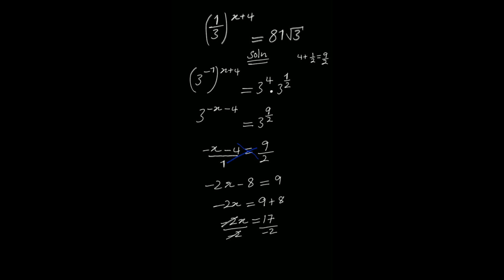This cancels out, and then the final value of x is -17 over 2. And this is the final solution to this problem.